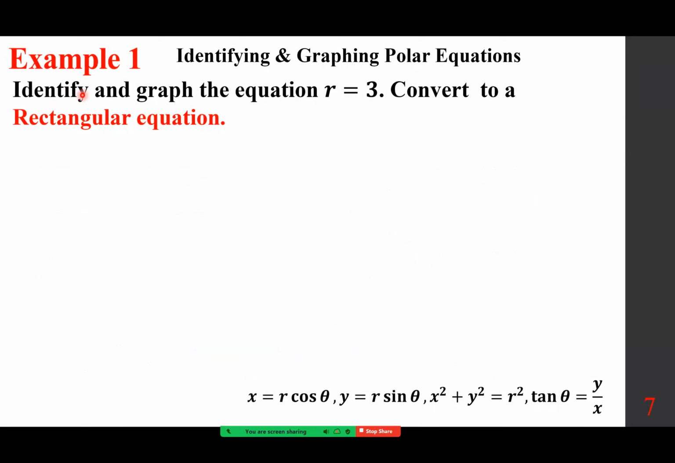So we have r equals 3. We want to identify the graph of the equation, convert it to a rectangular equation, and again, reminding everybody of x equals r cosine theta, y equals r sine theta, x squared plus y squared equals r squared, tan theta equals y over x.